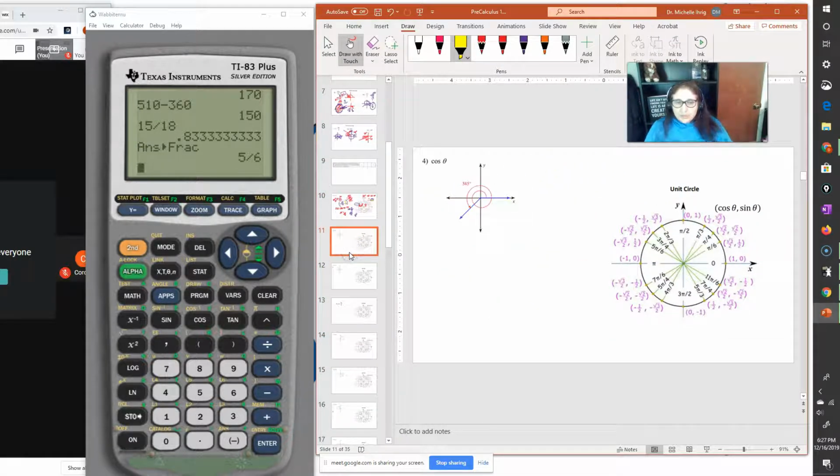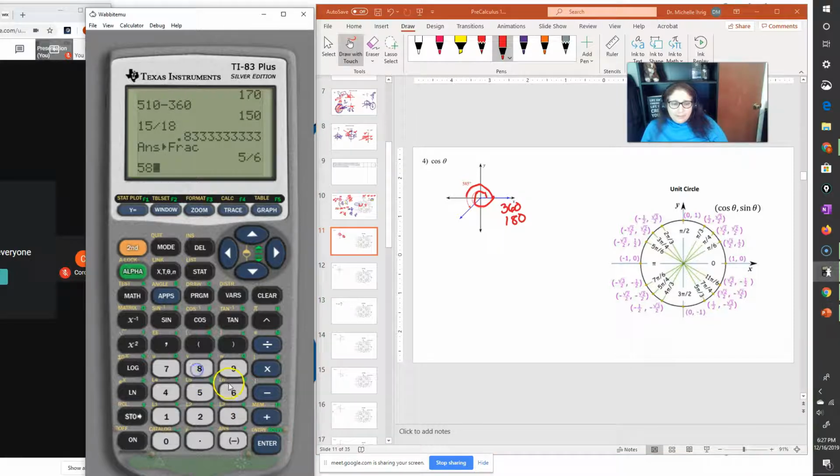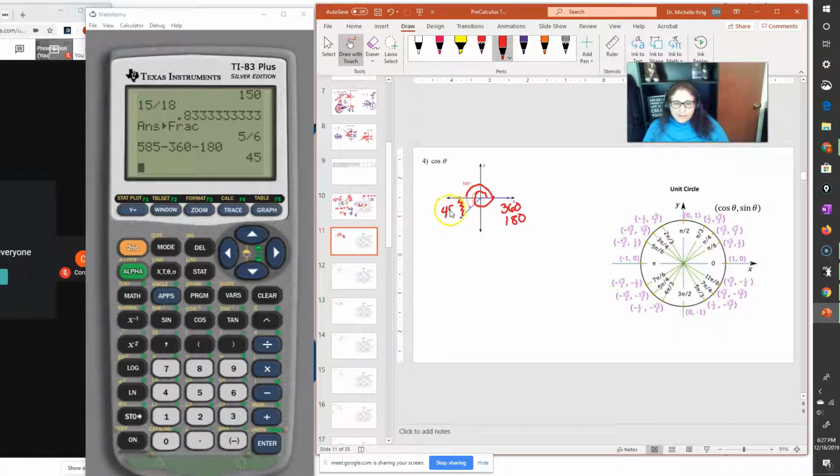Here it says 585. So it wants cosine of 585. We can look going around. We know that all the way around is 360, and from here to here we have 180. So in my calculator, I would type 585 because that's our original. I'm going to subtract the 360 degrees for the one whole time around. Then I'm going to subtract the 180 degrees for the half time around. And I see that what I have left is 45 degrees.